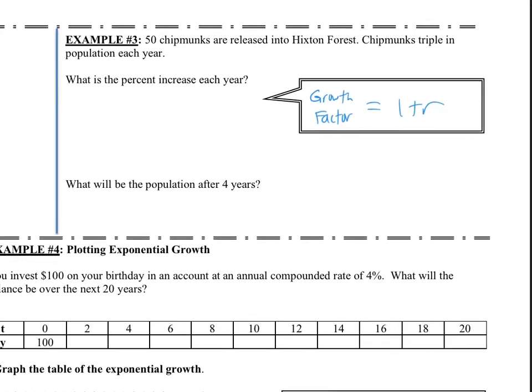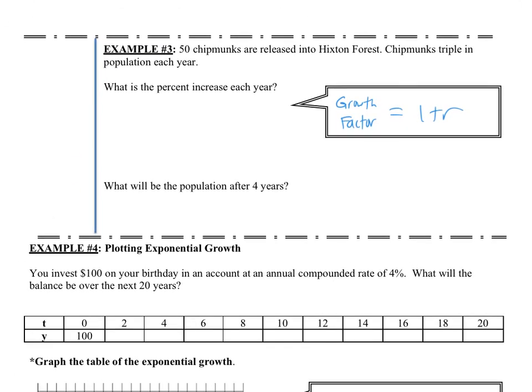So if triple means what number usually? Triple means 3, right? So I'm going to do 1 plus R equals 3. Now, how do I solve for R here? What am I going to do? I'm going to subtract 1 from both sides. I get R equals 2. All right, R equals 2.